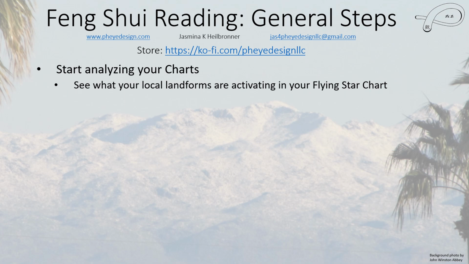Now, most places you can see hills. It's sometimes a little hard to see, but if you really pay attention, you'll see them. And actually, if you're riding a bike or walking, you will feel them more than you ever would in a car. You probably don't notice them in a car. But this is something that you need to do. Anything that has to do with mountain, hill, higher ground, that activates the sitting star. Water activates the facing star. So this will tell you what is in your flying star chart that's being activated by your external landforms.